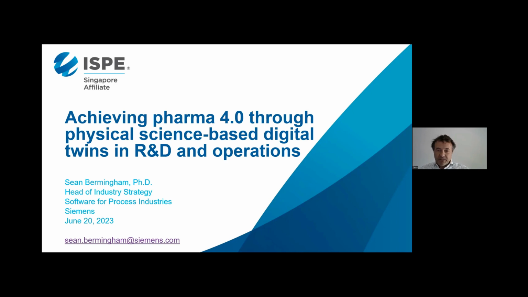Jeff also mentioned mechanistic modeling, mechanistic understanding. I'll use these terms quite a lot during the talk. Sometimes though, we also use the term physical science-based digital twins, and this is to distinguish these approaches from approaches that are purely data-driven, data science-based approaches.